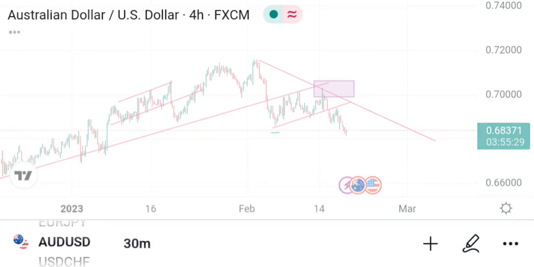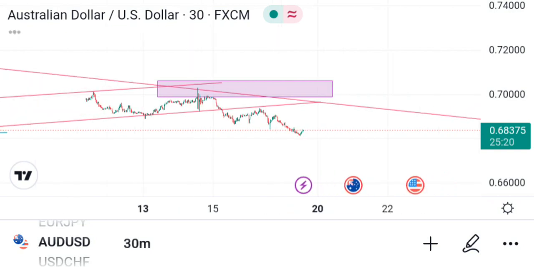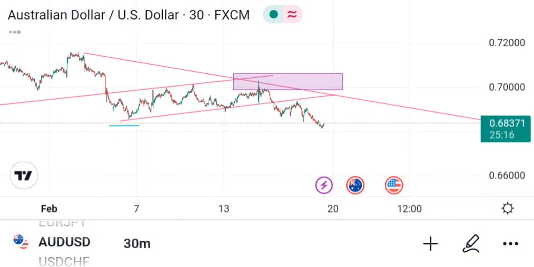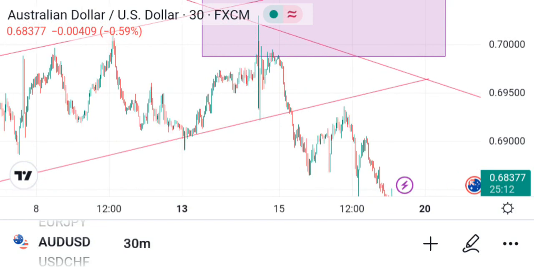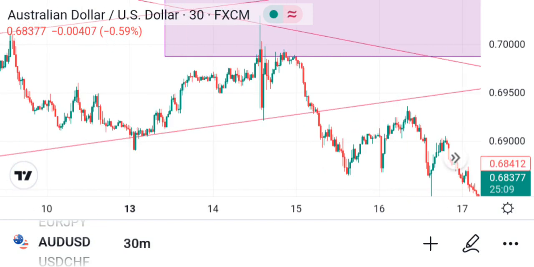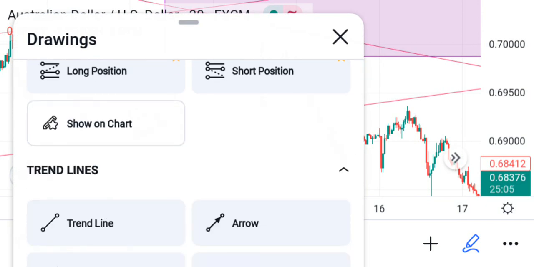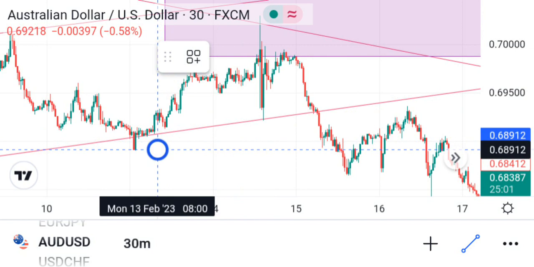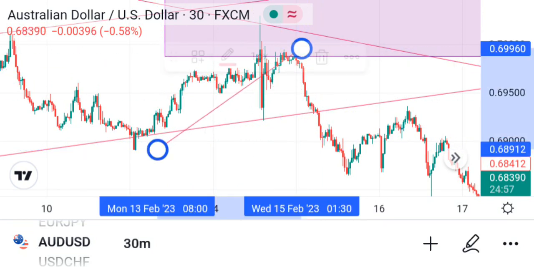Once you come to the 30 minutes, there's something you want to be hoping to see. You don't want to just enter the market like that. There's something I always look out for, and it's the trend line break. That's my number one rule. I look out for the trend line break. Once I see that trend line break, I know the market is about to move in a different direction.